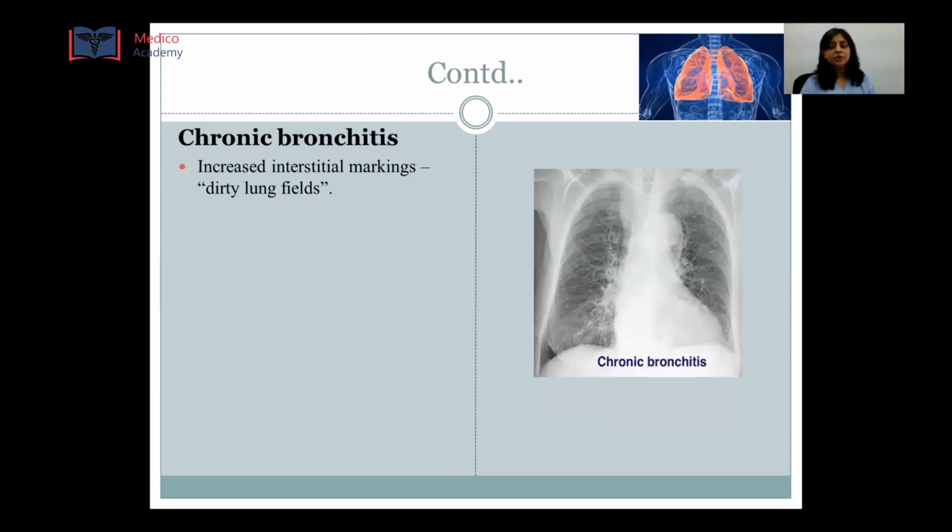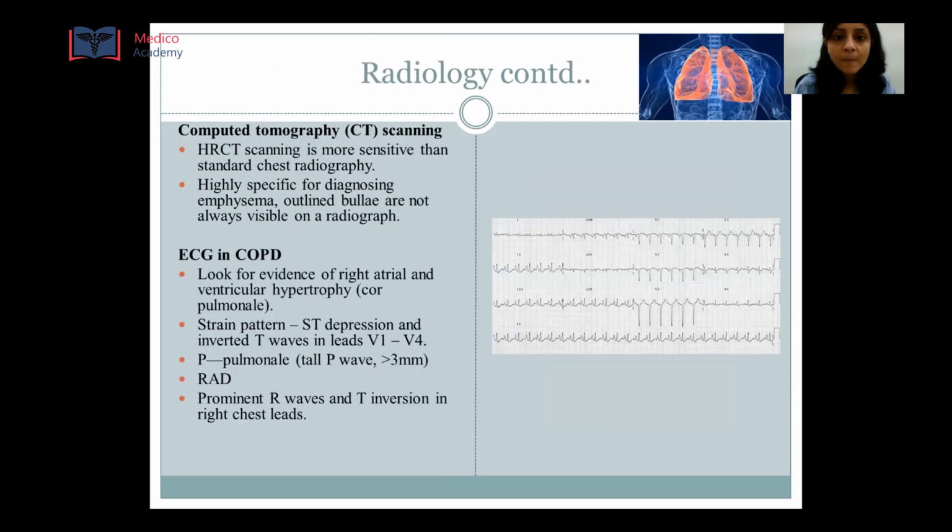As I previously told you, in a patient with chronic bronchitis, you won't have any typical picture on X-ray. What you will see is just a dirty lung field, increased interstitial markings. HRCT scanning is more sensitive than standard chest radiography, and it is very specific for diagnosing emphysema because the outline of bullae might not be properly seen in an X-ray. Most of the time, they will just escape.